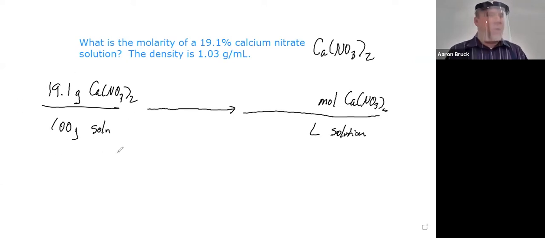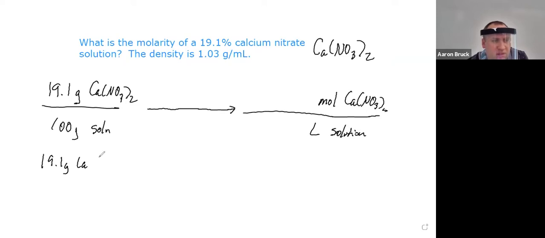So since we're not going to do dimensional analysis, what we have to do is basically two series of calculations. One calculation converting the grams of calcium nitrate into moles, and a second calculation that turns the grams of solution into liters. We're going to handle them separately and then put them back together. So how do I turn grams into moles? That's right, it's the molar mass.